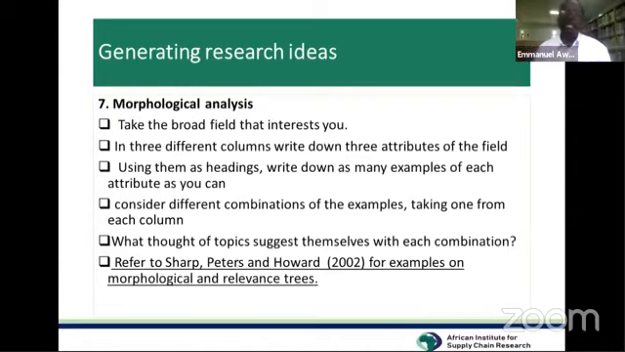Now, there's also the morphological analysis. In this case, what you're saying is that you take a broad field that interests you, and then maybe on a sheet of paper, you have three columns, right? So in three different columns, write down the three attributes of that field, right? So I have this field that interests me, then I have three columns of the different attributes of this field. Then the next step is you consider different combinations of examples, taking one from each column, and then you see what this suggests to you.